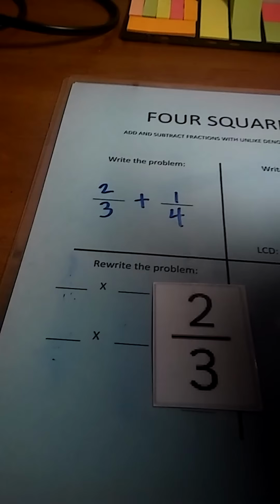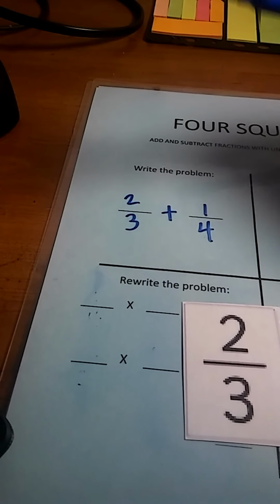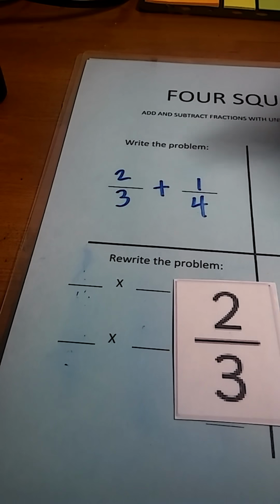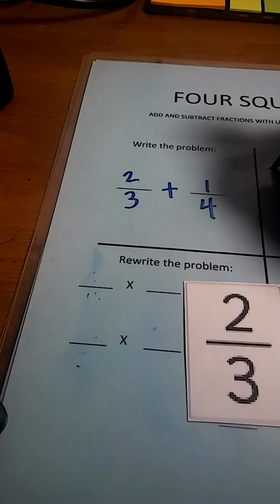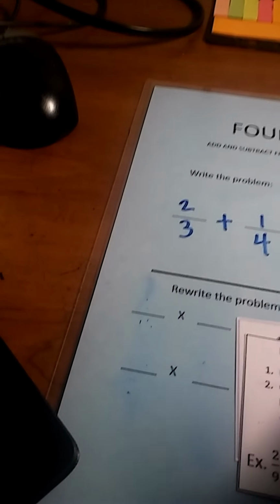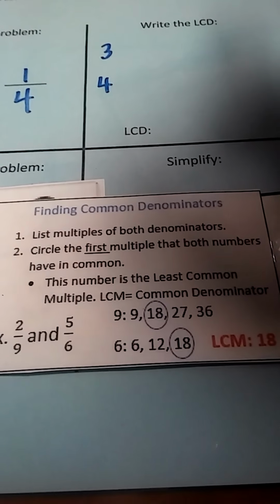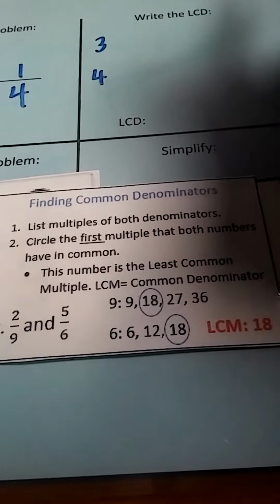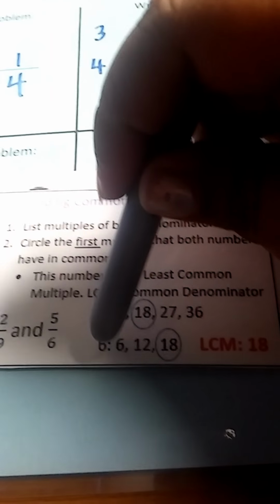So here I have 2/3. I want to add them plus 1/4. And so we have our denominators 3 and 4. We cannot add them, so we'll have to find the least common denominator. And for students that don't know how to do that, it shows directions on how to do it.